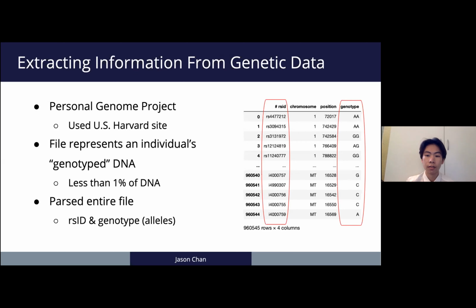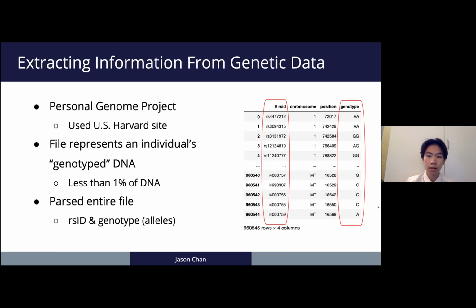So as you can see on the file on the right, this is just an example of one individual's genetic file. And as you can see, it's pretty long. It has almost like 1,000,000 rows, but it only has like 4 columns. In this file as a whole, it represents an individual's genotyped DNA. This is as opposed to sequence DNA. Sequence DNA is a lot more expensive, but more comprehensive. While genotyped DNA looks at less than 1% of the DNA, but it looks at the variations. It looks at the SNPs, which is perfect because that's what we want to study.